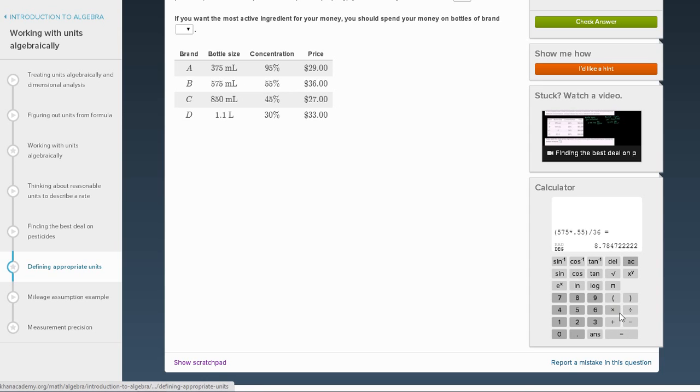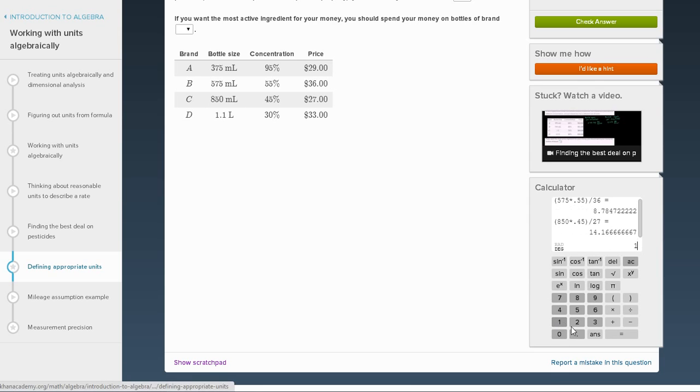Let's go to the next one. 850 times 0.45, close parentheses, divided by 27, equals. Ooh, this one gives me 14. That's more. The first one I remember was 12 something. So now I've got more, so that one looks better.